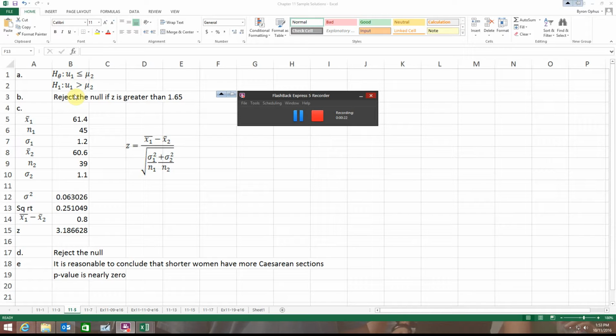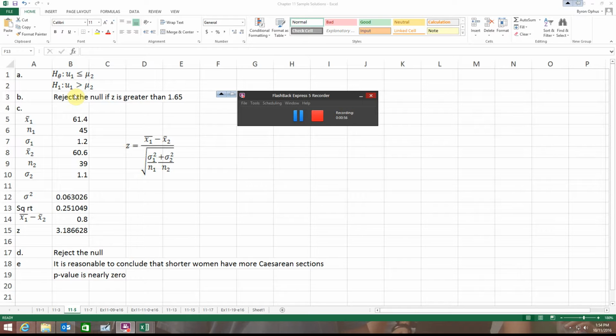A medical researcher found in a sample of 45 women who had a normal delivery, so we got our N1, that's our first sample. Let's put our information down as we're going through it. The sample size is 45, their mean height was 61.4, so our X sub 1 mean is 61.4. A second sample of 39 women, so our N sub 2 is 39, right? Who had a cesarean section had a mean height of 60.6 inches.